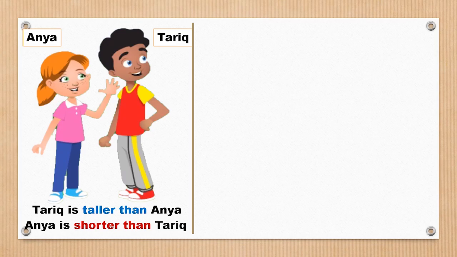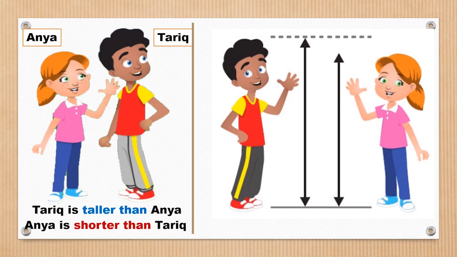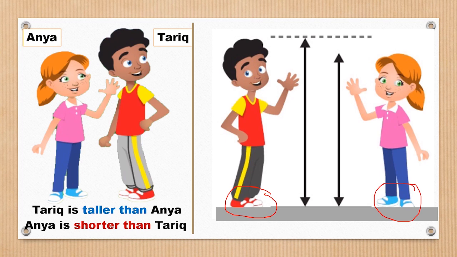Now let's discuss more about their height. Did you notice, children, that Anya and Tarek are standing on same level? Let me circle their feet so you can see them well. There you go. They are standing on same level. It is very important, children, that when comparing heights, the people or the objects have to be in standing position on the same level.